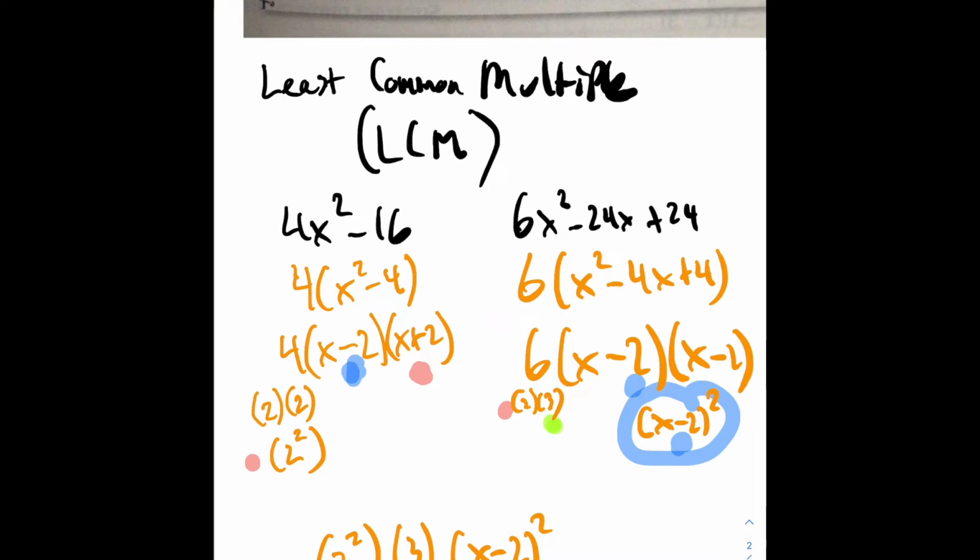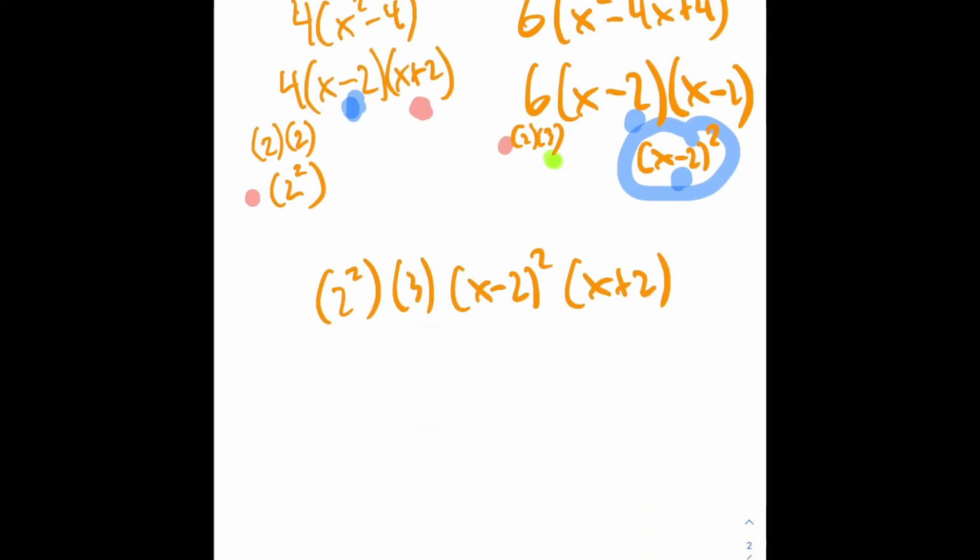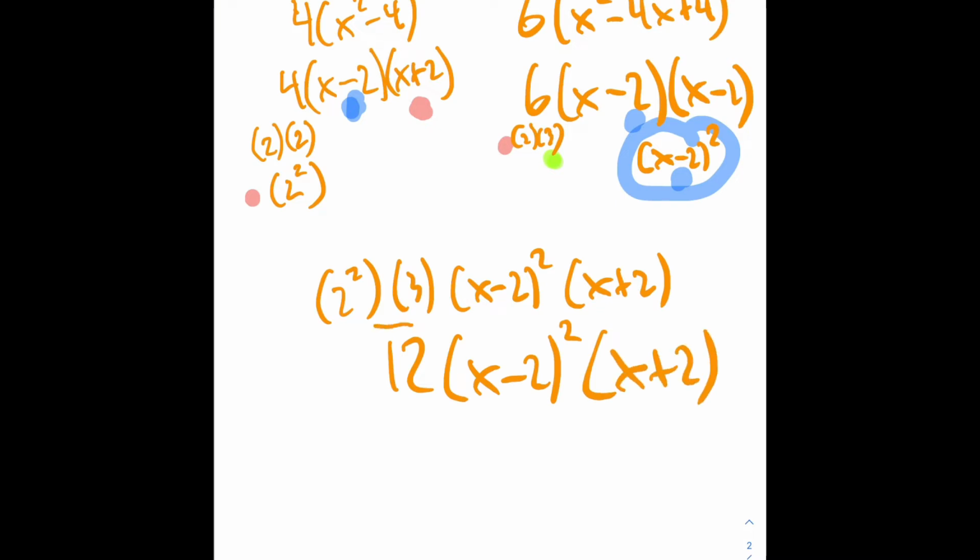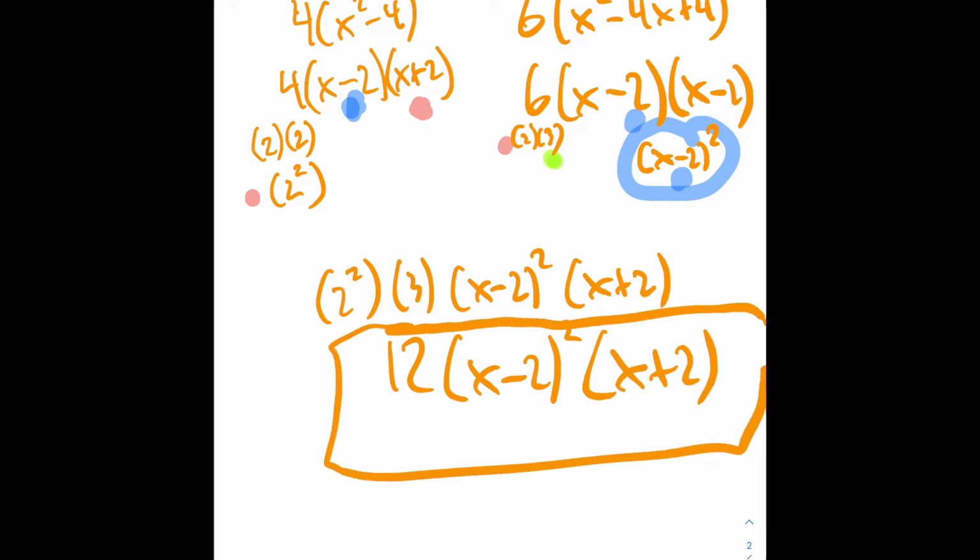And then the only thing that's left is x plus 2, and there's nothing to compare that to. So if I were to try to simplify this, I would say 2 times 2 times 3 is 12, x minus 2 squared, x plus 2. That would be my least common multiple.